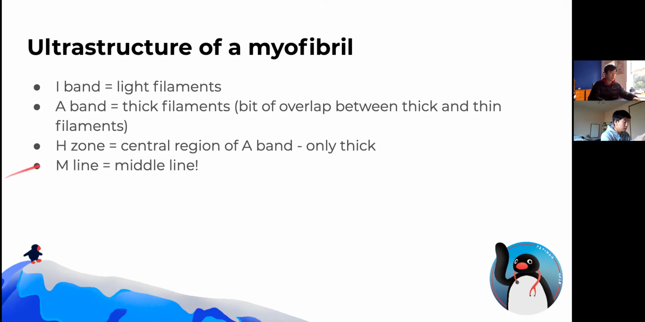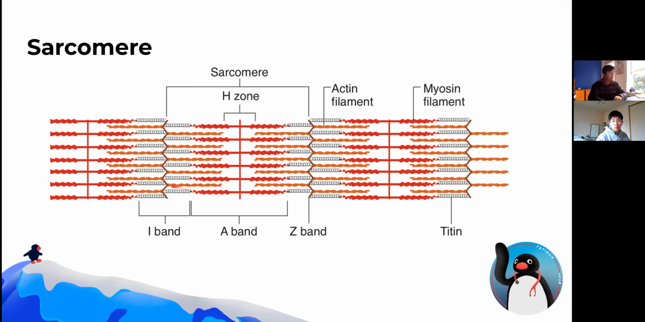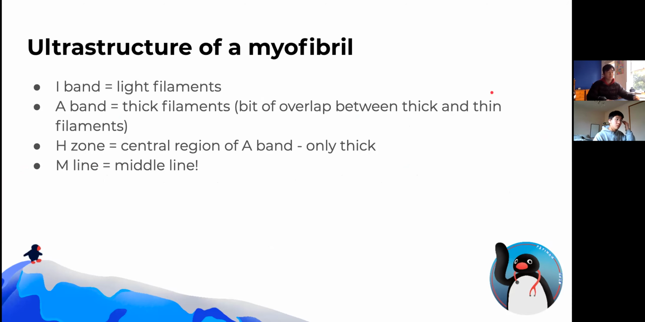And what does that actually mean? I'll go into that in a sec. H zone is the central region, and M is the middle line. So we should have it on the next slide. Sorry. Yeah. So actin here is your light filament, and myosin here is your thick filament, and this is what this slide is referring to in terms of light and thick filaments.